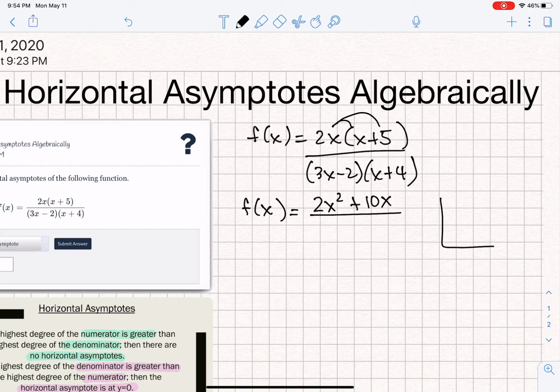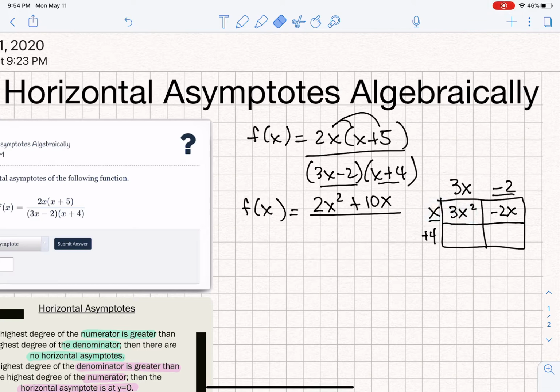And this one I'm going to use the box method. It's a little neat. Okay, so I'm going to put this one on the top. 3x. Over here is minus 2. This one along the side, x. And this is a positive 4. All right, so I'm going to multiply here. Okay, 3x times x is 3x squared. Okay, then I'm going to do negative 2 times x is negative 2x.